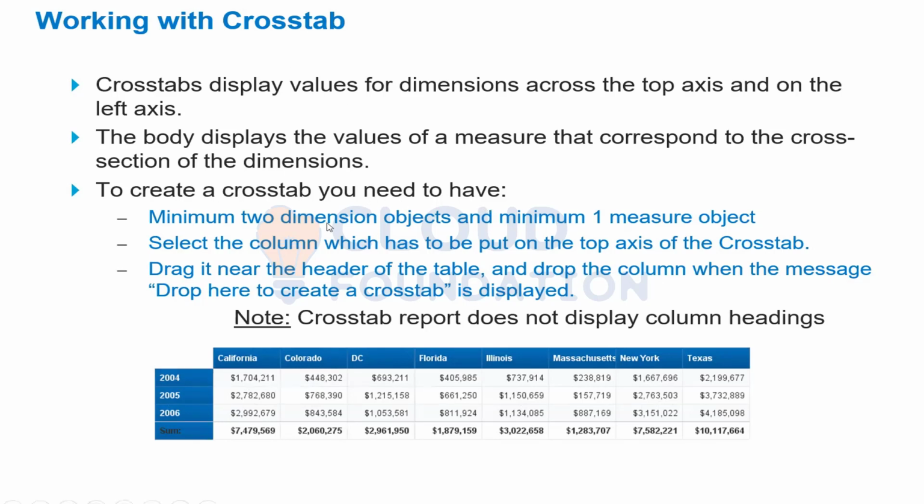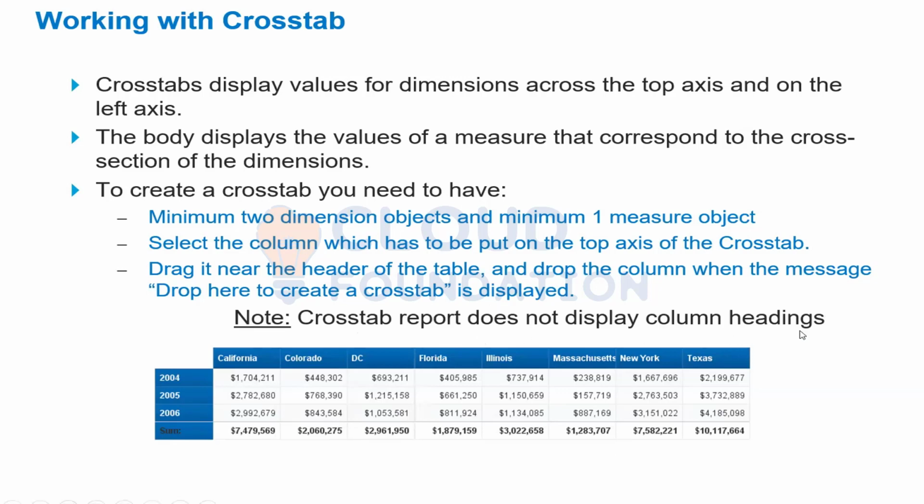To create a crosstab, we need to have a minimum of 2 dimension objects and a minimum of one measure object. It is a minimum. If we have multiple measures or multiple objects, we can add them. But we need at minimum 2 dimensions and one measure to create a crosstab. Select the column which has to be put on the top axis of the crosstab, drag it near the head of the table and drop the column. Instead of doing this, we can right click on the crosstab layout and assign data, like what should be the row, what should be the column, and what should be the body.